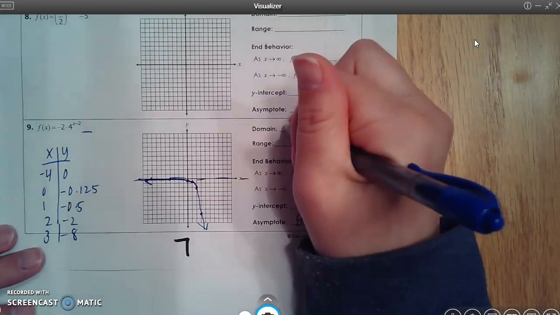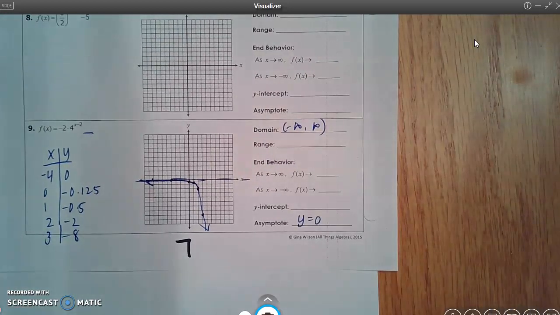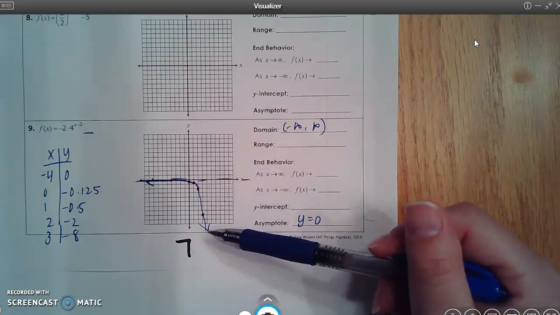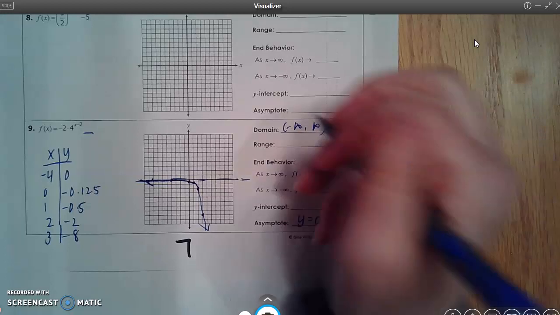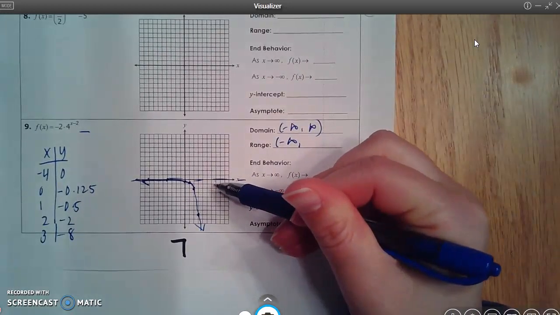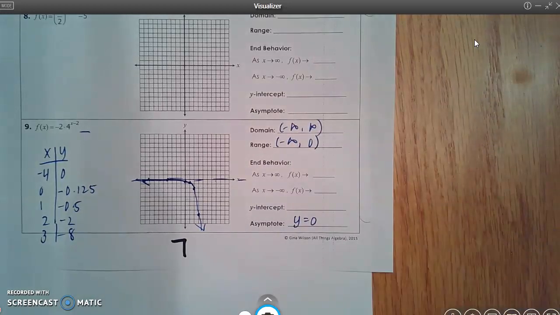Your domain did not change because your arrows are still going to go left and right forever, but your range is going to change on this one. Pretty dramatic compared to the other ones. We always go bottom to top. Well, my bottom number is an arrow that's pointing down forever, which means my range is going to go to negative infinity, and the highest point is at the asymptote, so we're stopping at 0. Once again, we're not including 0 because it's an asymptote.